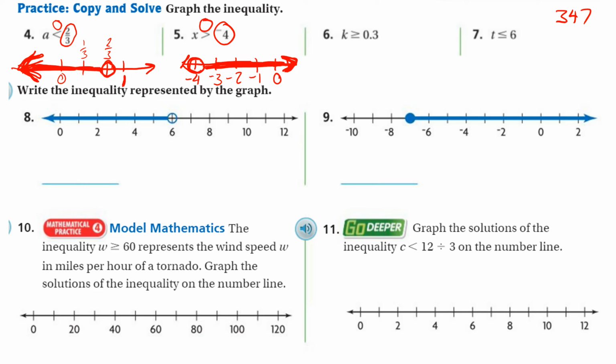Okay, I'm going to let you do 6 and 7 on your own, but just a reminder, when you draw your number line, in this one you're going to have a closed circle because it has the equal to sign underneath, and this closed circle is going to go at 0.3 on your number line. Okay, on number 7, you're going to have a number line. Again, there's the equal sign underneath, so you're going to have a closed circle. Where is that closed circle going to go? It's going to go on the 6 on your number line.